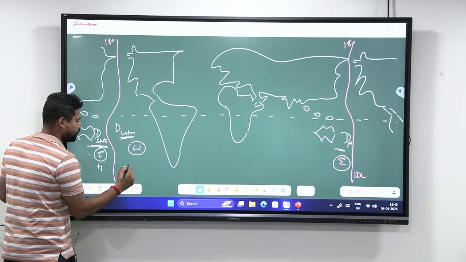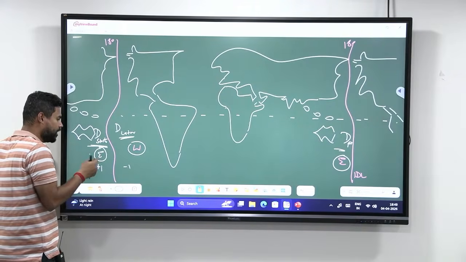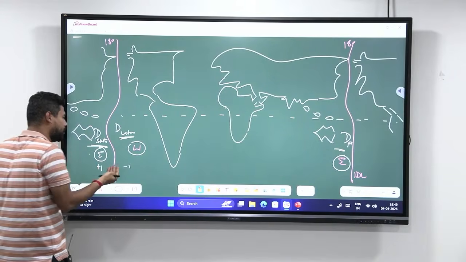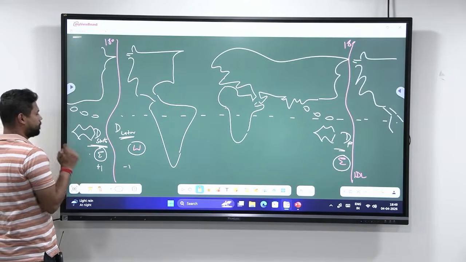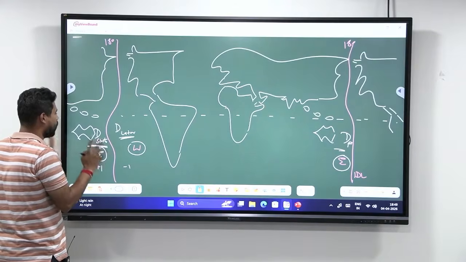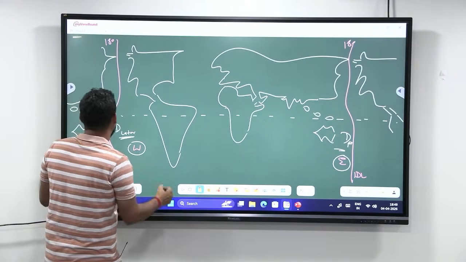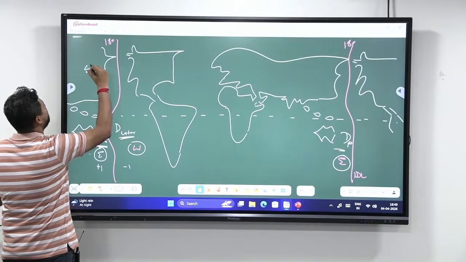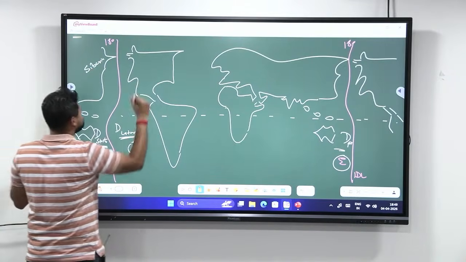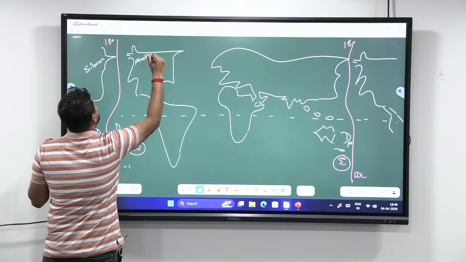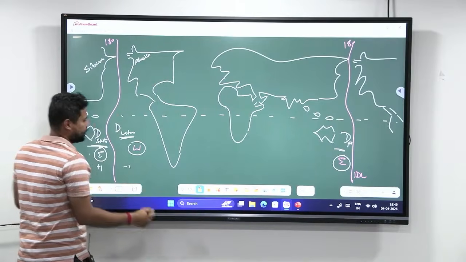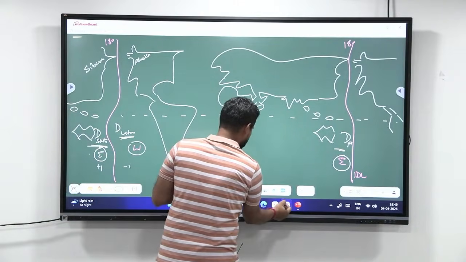The west will always be a day minus, because when it is a day ahead, then the day will start here and then go like this to the west. So I hope you understood this. This is the conceptual clarity that you should have. Now understand that this side is Siberia and this side is Alaska. So here is where they use that Anadyr and Nome.